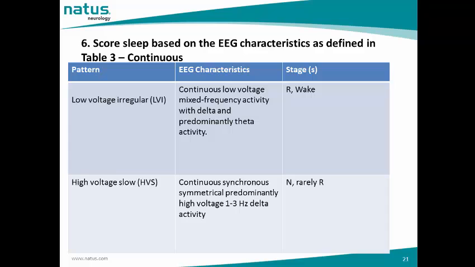Stage REM and stage wakefulness can be scored if the EEG pattern shows low voltage irregular waveforms, which are defined as low voltage mixed frequency activity with delta and theta.